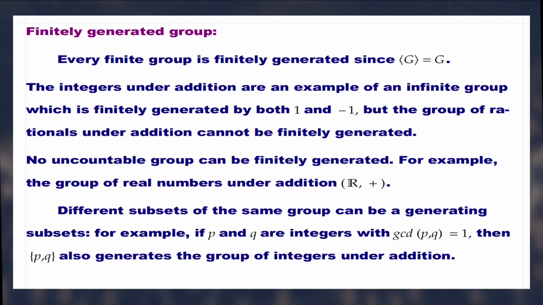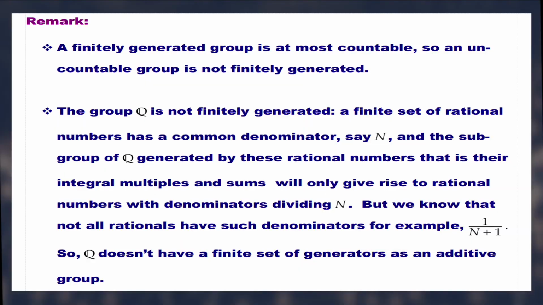Different subsets of the same group can be generating subsets. For example, if p and q are integers with GCD of p, q equal to 1, then the set {p, q} also generates the group of integers under addition. Some remarks on finitely generated groups are as follows. A finitely generated group is at most countable, so an uncountable group is not finitely generated.